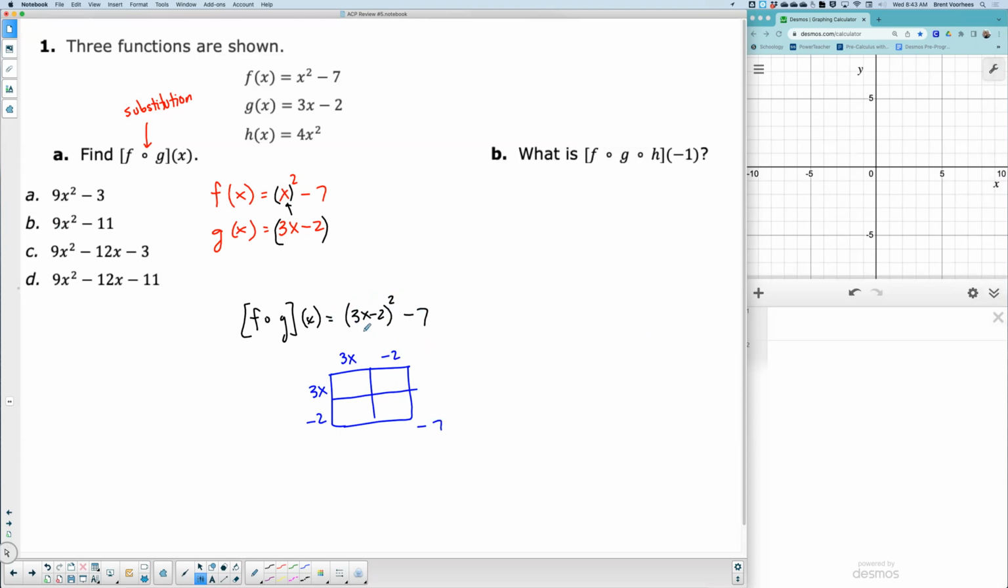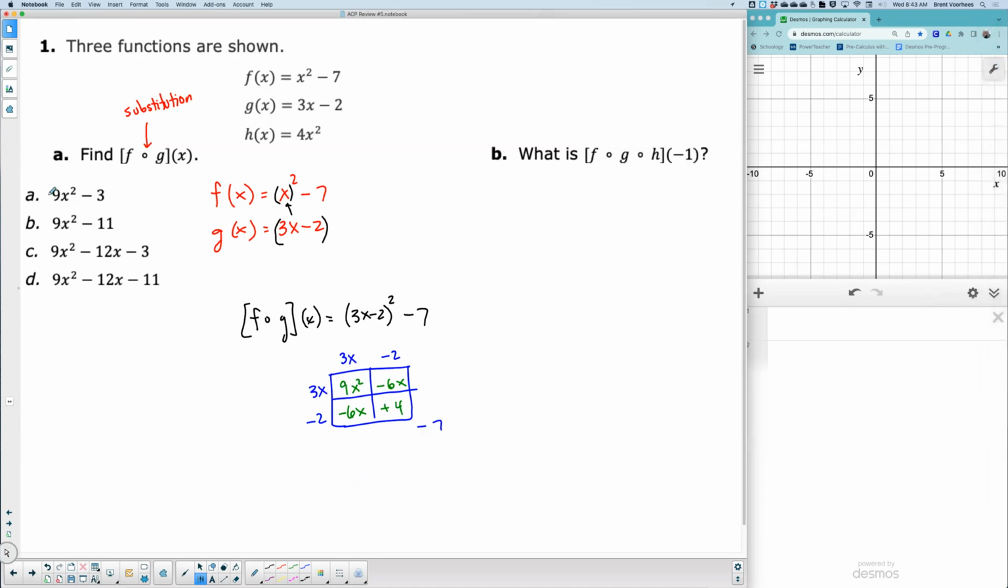So the box method takes care of this. Other students maybe have learned FOIL. I'm going to use box method though. 3x times 3x is 9x squared. 3x times -2 is -6x. -2 times 3x is -6x. And then finally, -2 times -2 is a positive 4. So when I combine my like terms, I should get the solution.